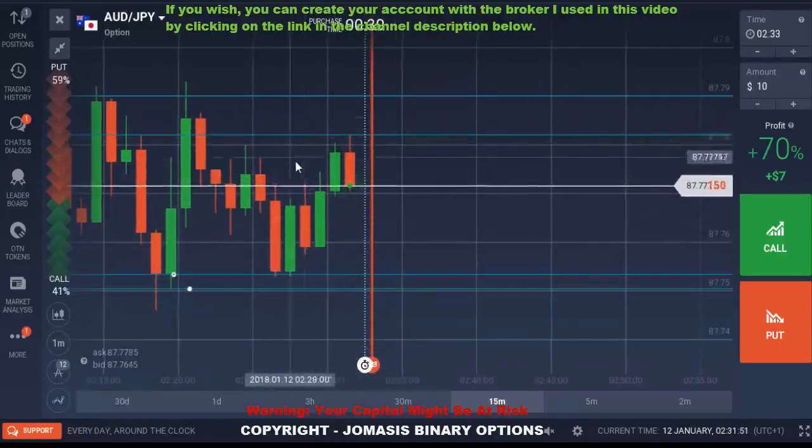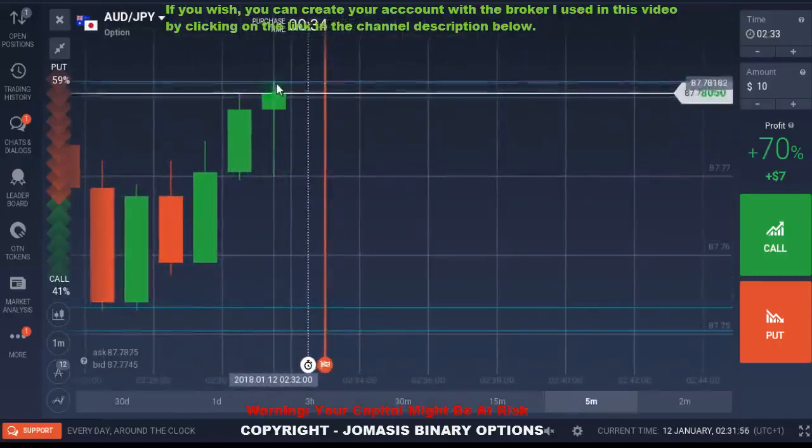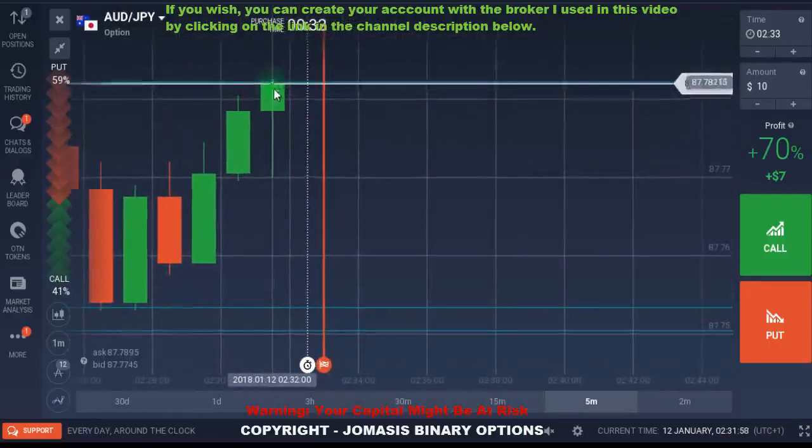As I was talking about support and resistance, you can see this line, the market hit this level and started coming down.